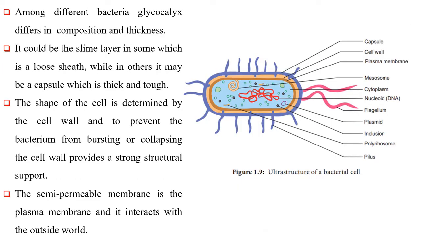Among different bacteria, glycocalyx differs in composition and thickness. It could be the slime layer in some, which is a loose sheath, while in others it may be a capsule, which is thick and tough. The shape of the cell is determined by the cell wall, and to prevent the bacterium from bursting or collapsing, the cell wall provides a strong structural support. The semi-permeable membrane is a plasma membrane and it interacts with the outside world.